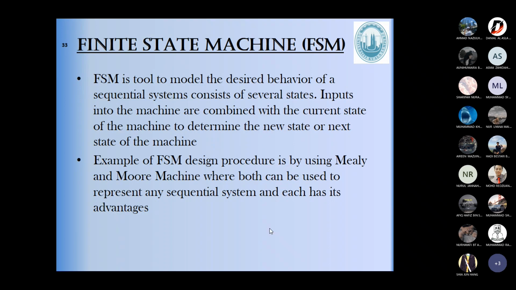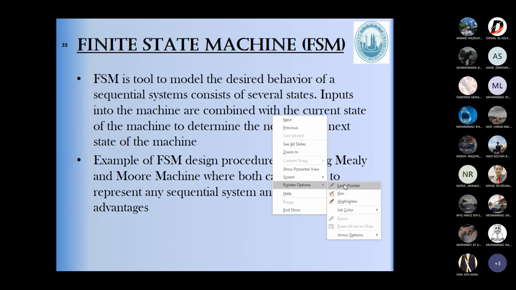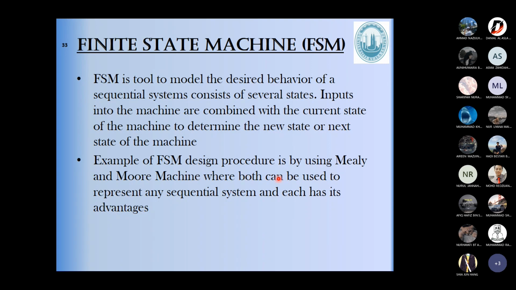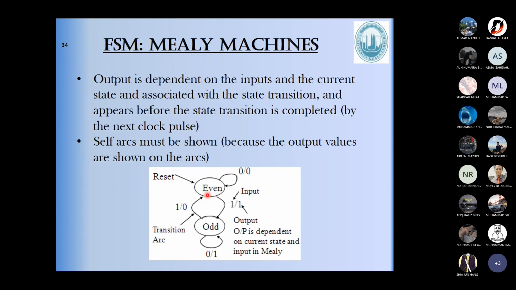Alright. So the example of FSM design procedure is by using Mealy or Moore machine, where both can be used to represent any sequential system and each has its advantages. Okay, so ada dua jenis lah untuk FSM ni. So we look into the first one and the type of machines that we are going to use lah. Kita akan guna yang jenis yang ini, Mealy machines.